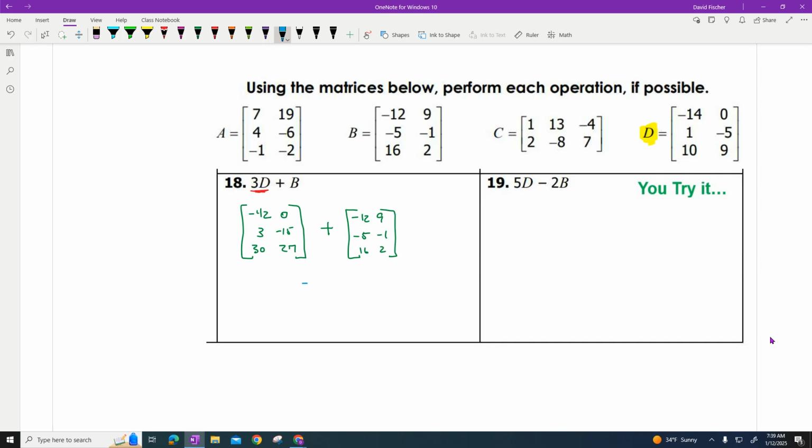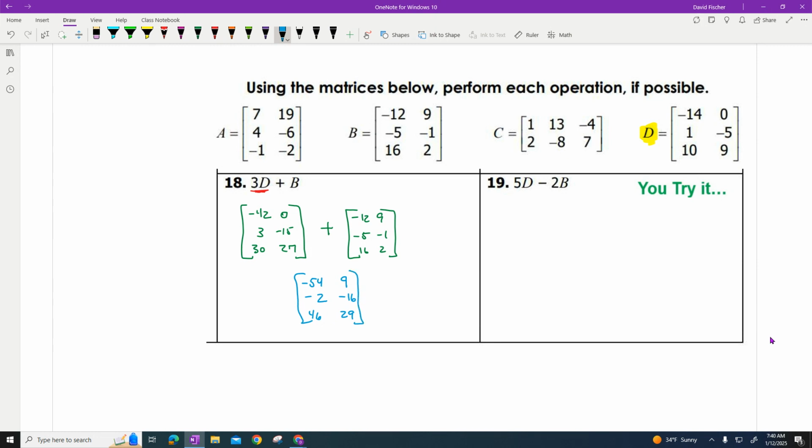This looks like negative 54. 0 plus 9 is 9. Negative 2. Negative 16. 46. 7, 28, 29. And I want to put my bracket around it.